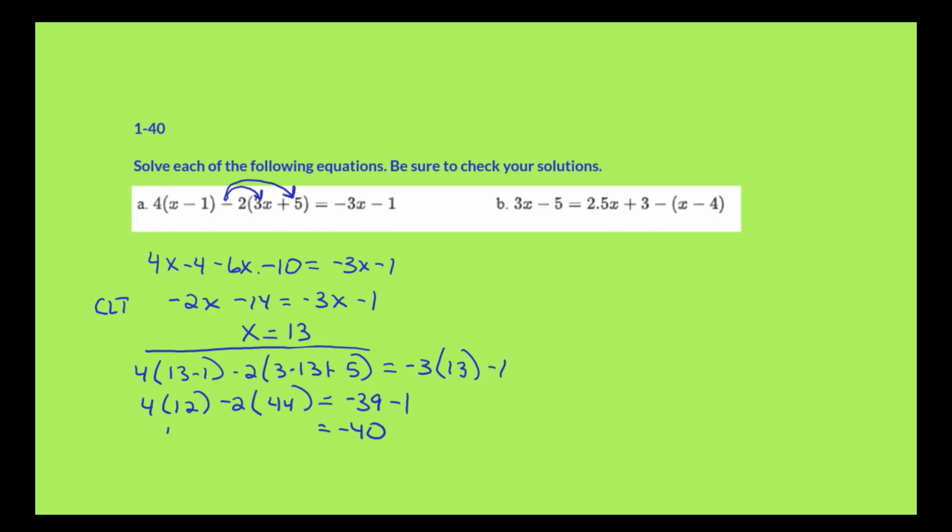So this is 48. And then negative 2 times 44 is a negative 88. Well, we did it right because 48 minus 88 is a negative 40 equals negative 40. So those check. So awesome. We did a good job on that one.